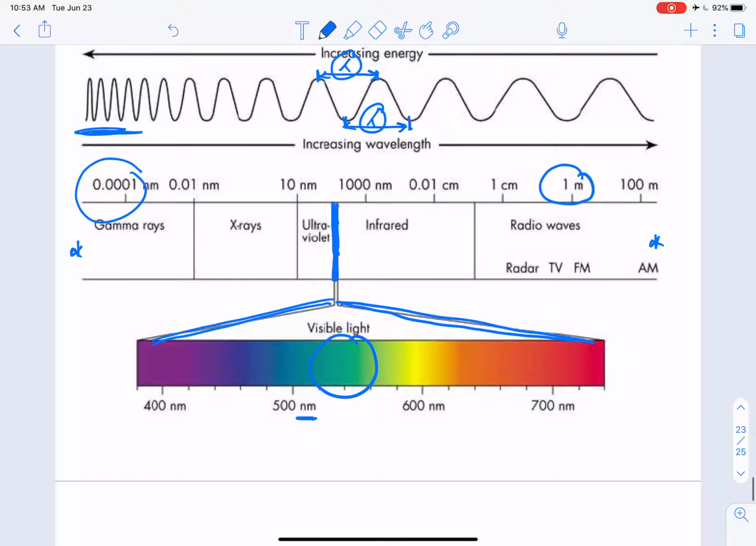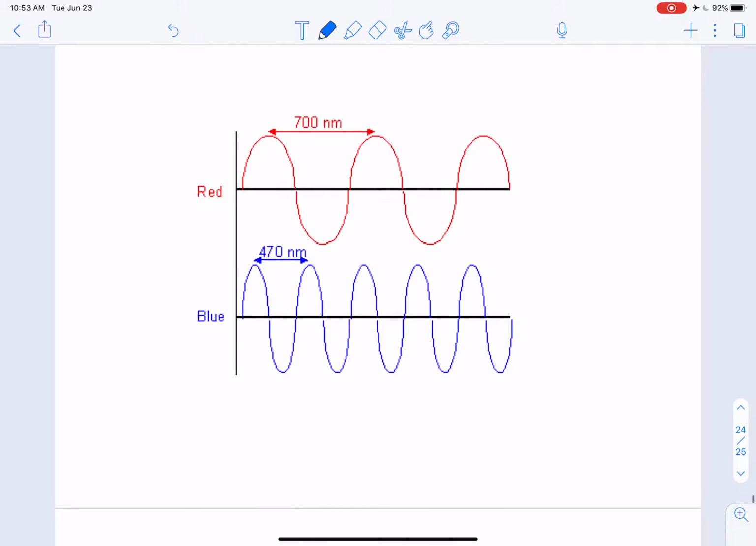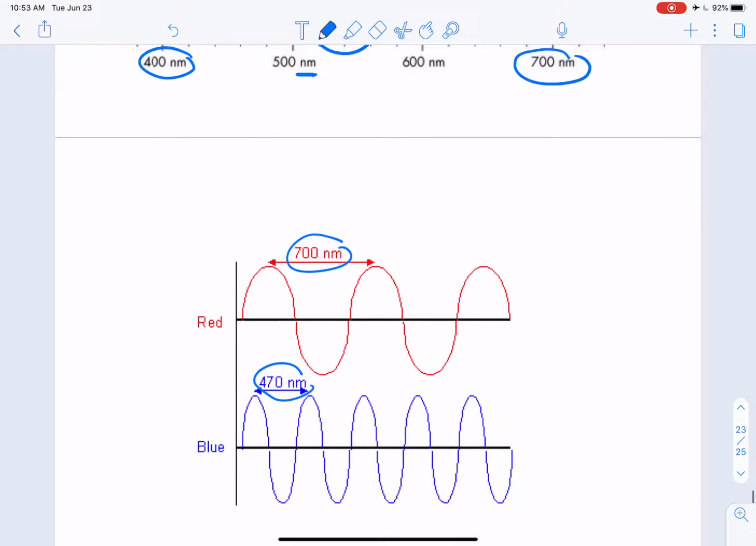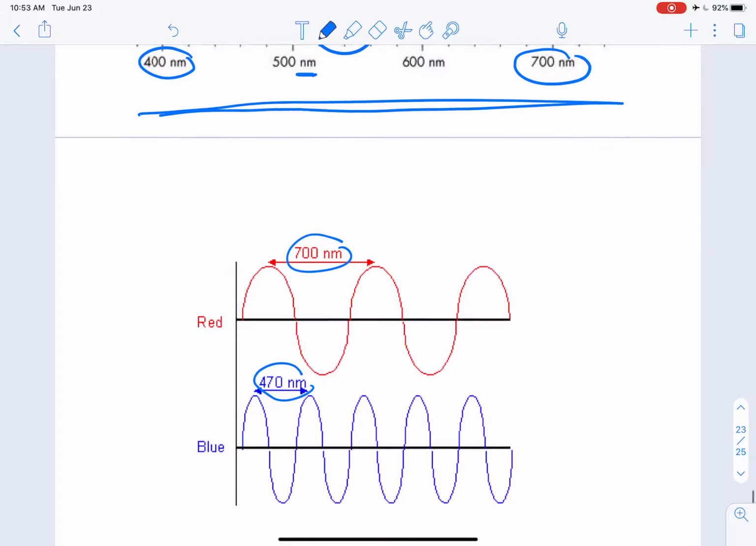Now, notice how red light has a longer wavelength than the violet light over there. And if we wanted to take a look at this, we could see that the red light has a longer wavelength than the blue light down there. And you guys can see that on this chart right here also. Okay, so there's just a couple of different ways of looking at it.